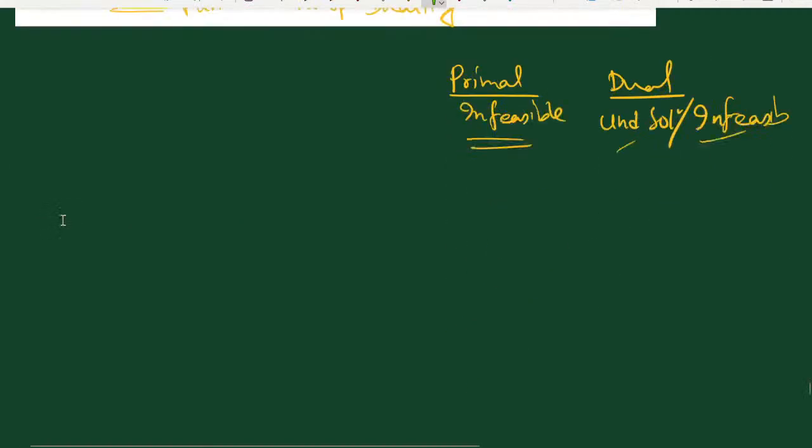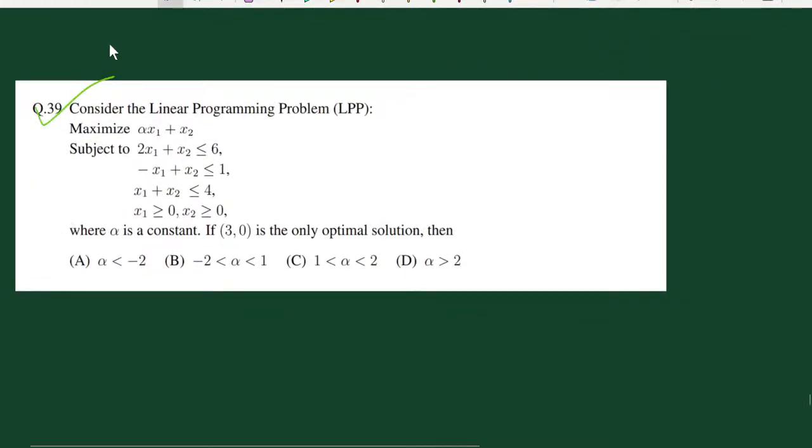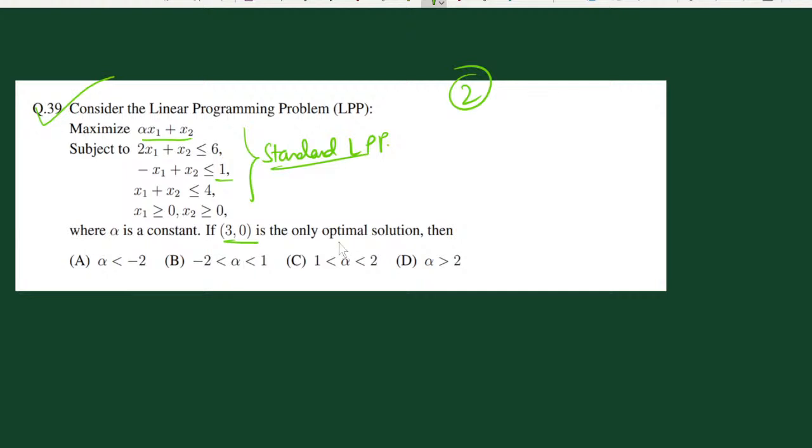The next question is question number 39 of the question paper. This is a 2 mark question. The question says: consider the linear programming problem, maximize alpha x1 plus x2 subject to 2x1 plus x2 less than or equal to 6, minus x1 plus x2 less than or equal to 1, and x1 plus x2 less than or equal to 4. So this is a standard LPP, a maximization problem with less than or equal to type constraints. Here alpha is a constant. If 3,0 is the only optimal solution, then find the range of the value of alpha.